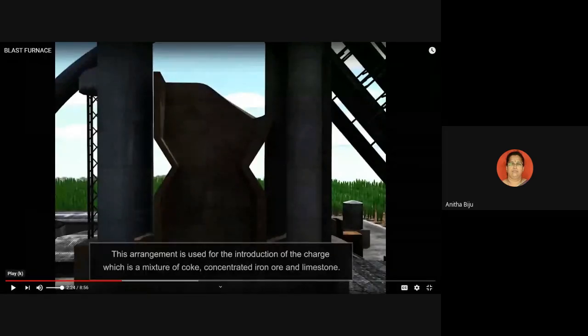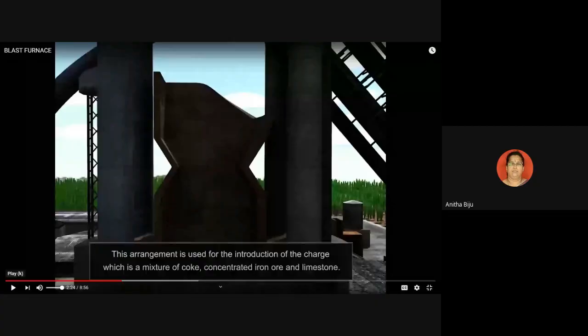Here we are arranging a charge. Charge means fuel for the process. So here in the process of extraction of iron, the charge is a mixture of three substances. Which are they? Coke, concentrated iron ore, and limestone. So in the same video, the role of all three is well explained. So let us see. Okay, you can note it down: coke, concentrated iron ore, and limestone.